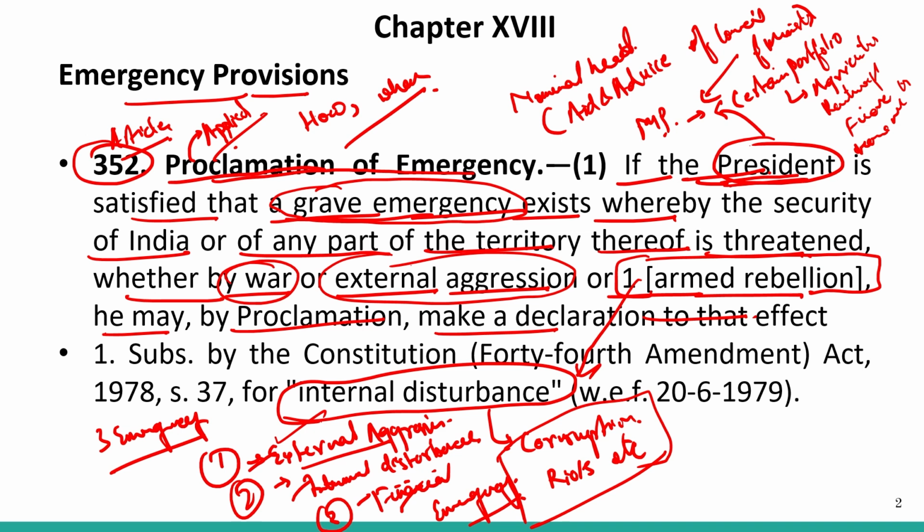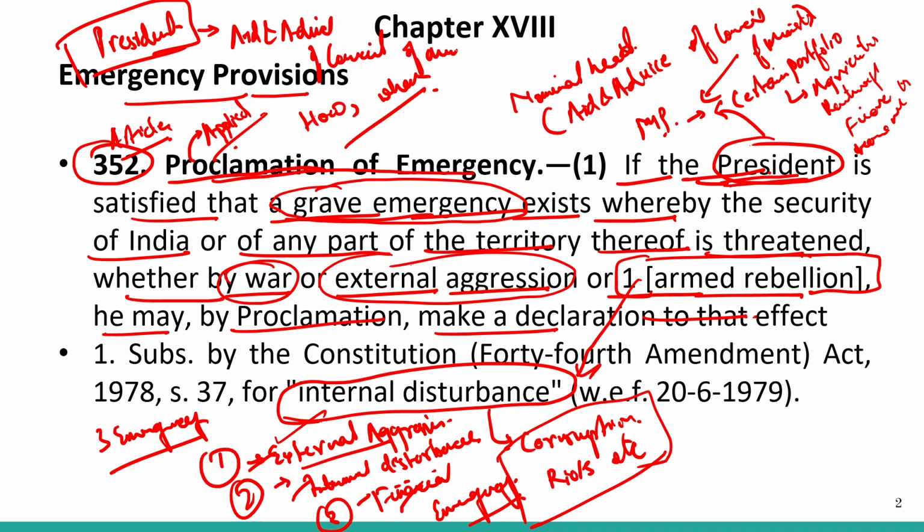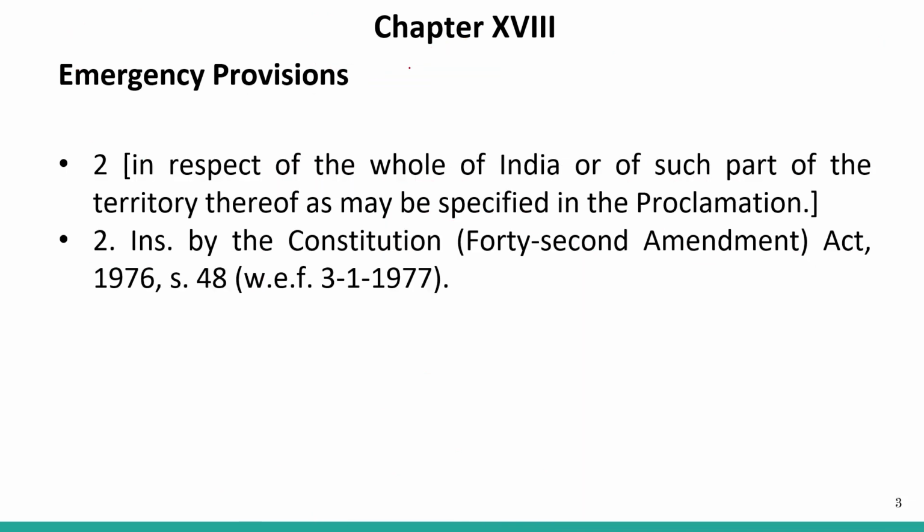So here what we need to understand is who is going to proclaim, who is going to apply the emergency? It is by the president itself. But the president is obviously not acting by himself. It is on the aid and advice of the Council of Ministers that he is supposed to work. Okay, so this is emergency provisions.